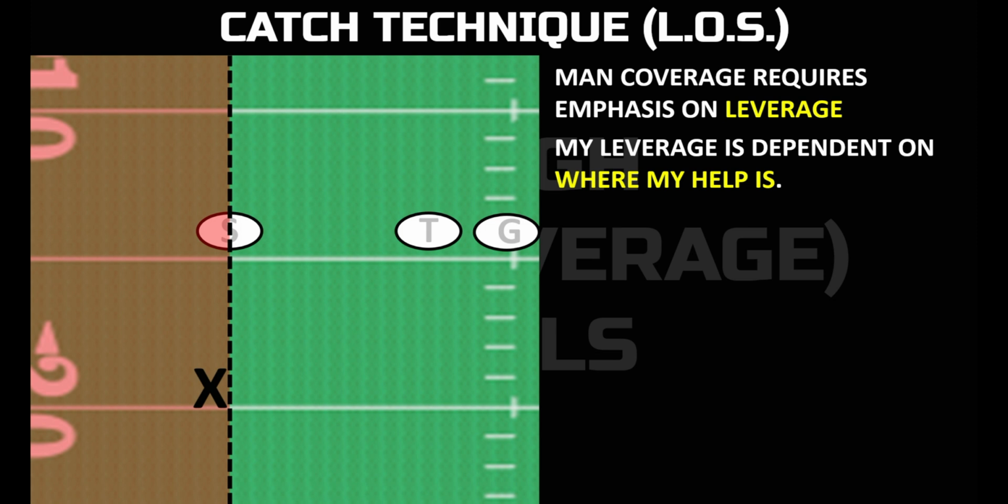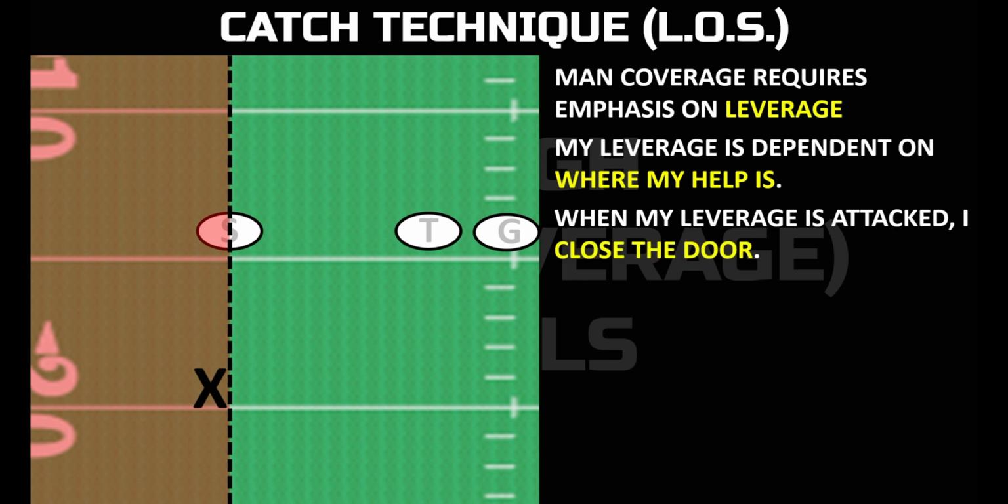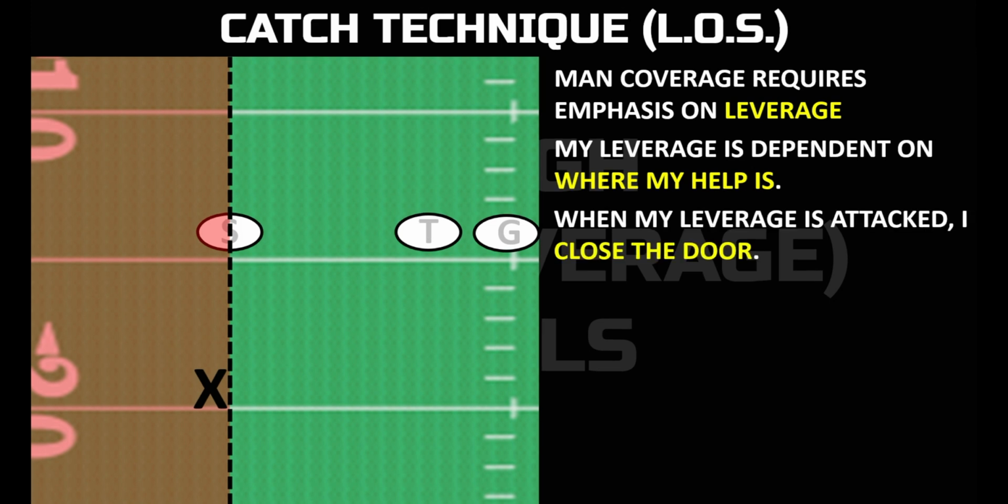If my help is the sideline to the outside, then I want to play with inside leverage. And if, say, my help is an inside linebacker, then I want to play with outside leverage and force him inside. Regardless of if I have inside or outside leverage, in this picture right now I have outside leverage, but if my leverage is attacked, I close the door.